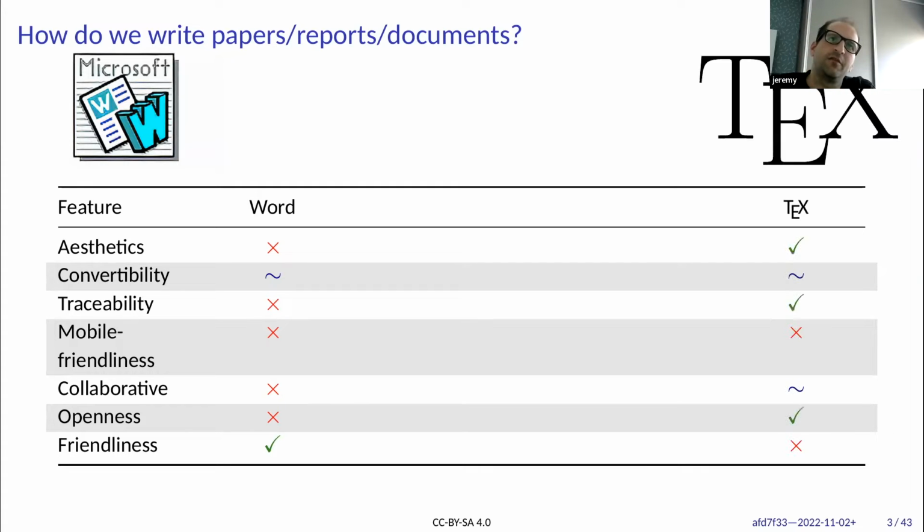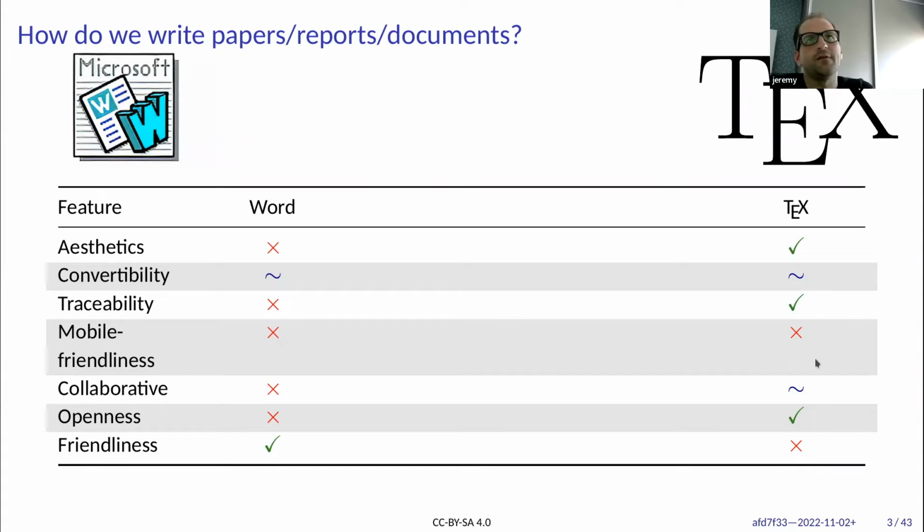On the other side of the spectrum, we have text or LaTeX. It has way better aesthetics. It can be converted into some other formats as well. If we use Git, we can trace it. It's not that mobile friendly. Collaborative, well, if we use GitHub or something like that, you can do some collaboration. It's open for sure. It's free source. It's not that friendly.